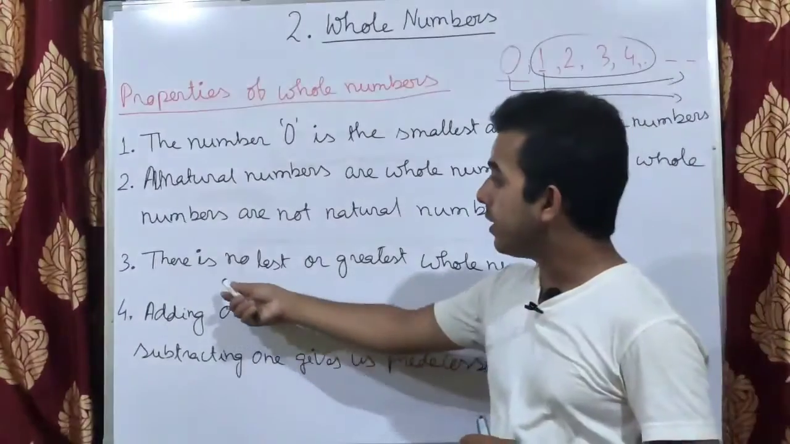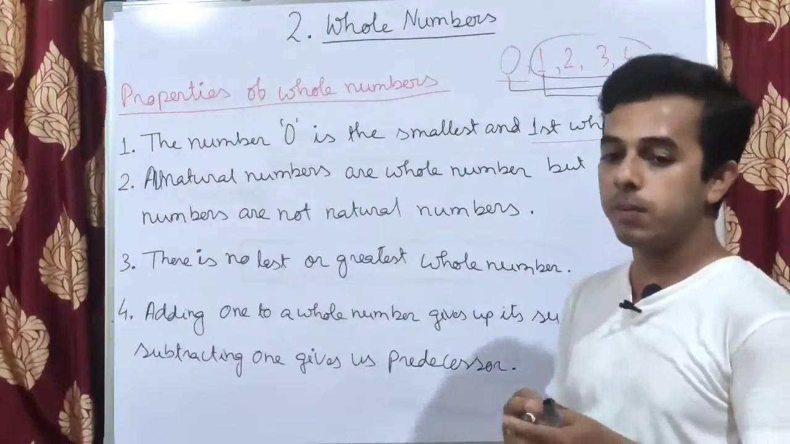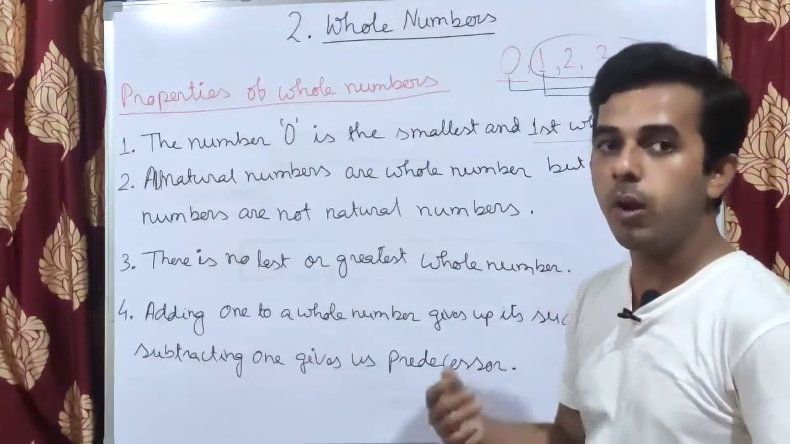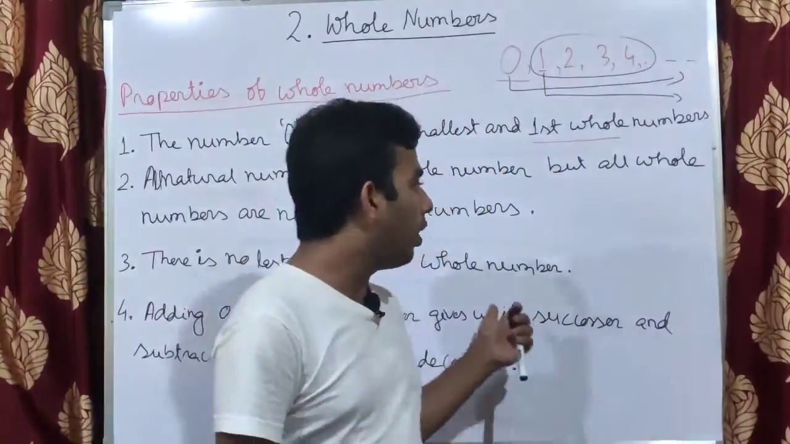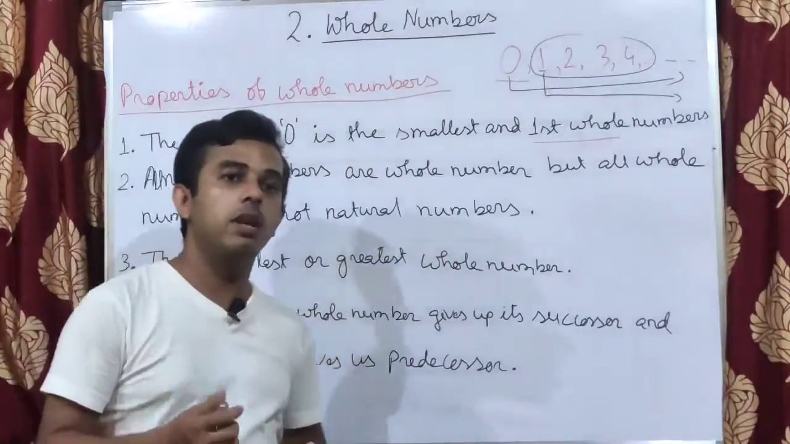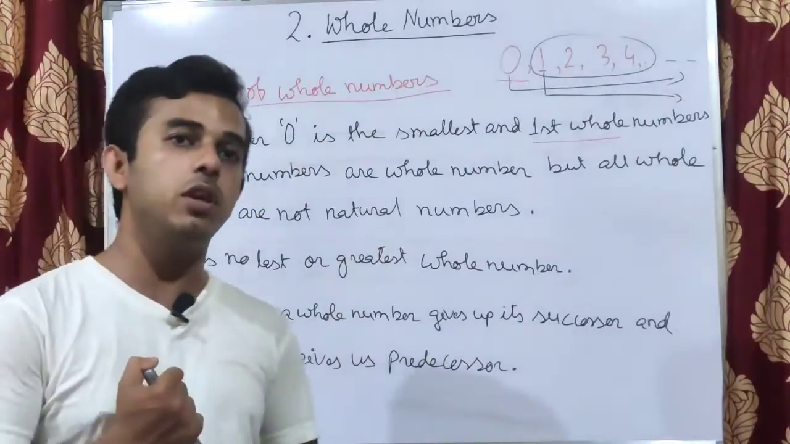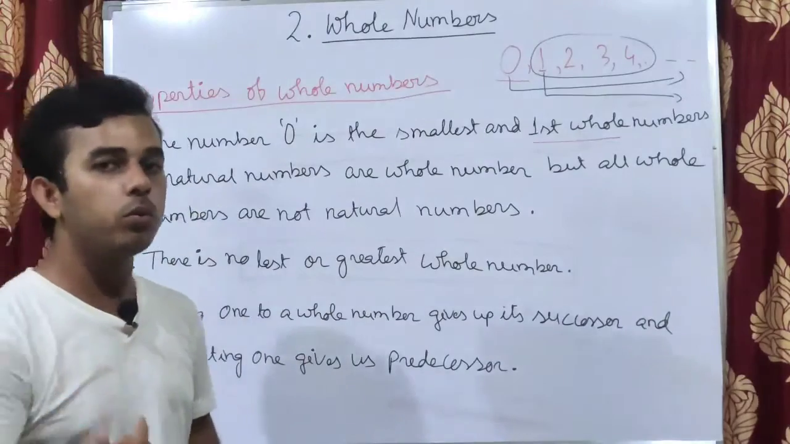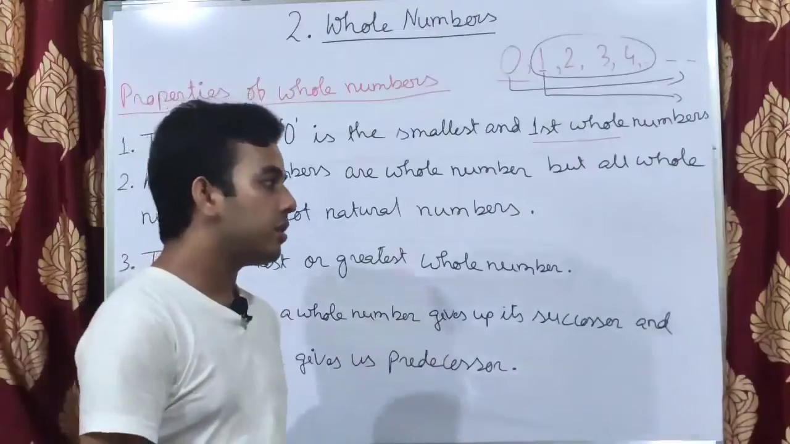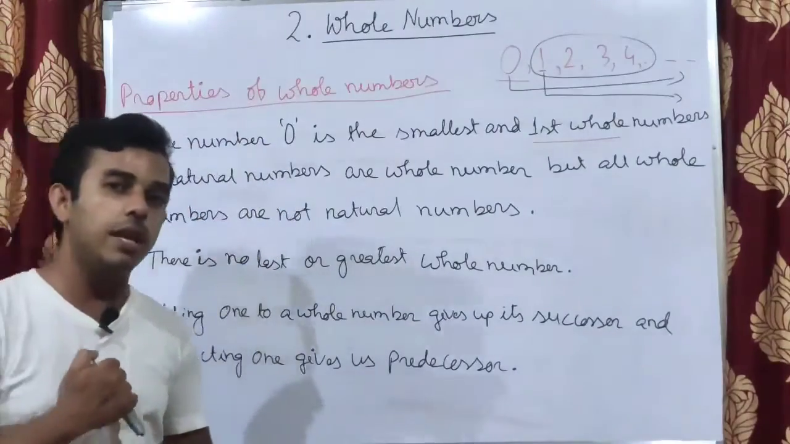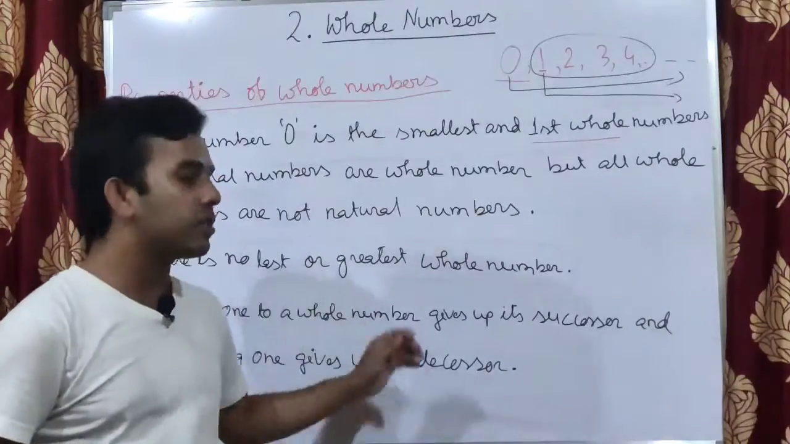The third one is, there is no last or greatest whole number. इसका मतलब होल नंबर में सबसे लास्ट कोई नंबर नहीं और कोई ग्रेटेस्ट नंबर नहीं है, because the whole numbers go up to infinity. We cannot count the whole numbers. If we could count the whole numbers, that means if we could know which is the last number, we could say that this is the last number or this is the greatest whole number. Since we don't know which is the last number, since the numbers are uncountable, there is no last or greatest whole number.